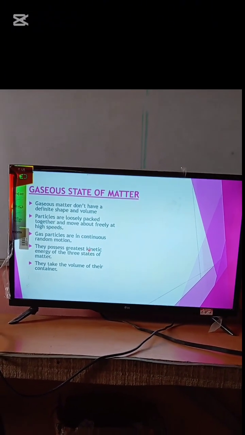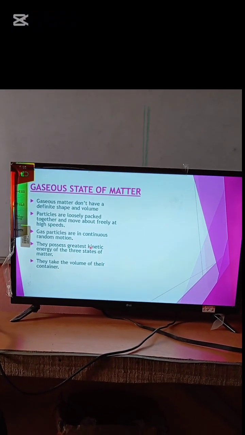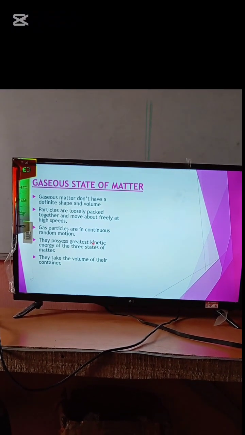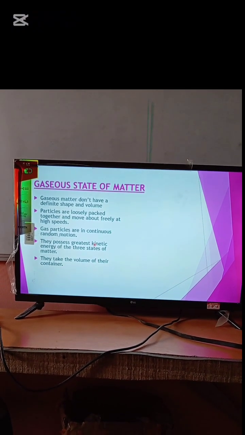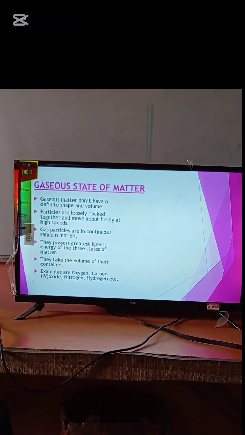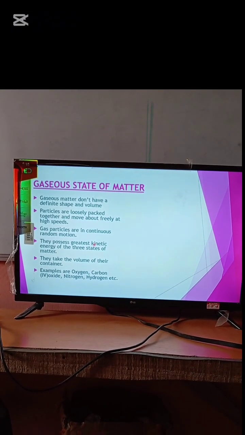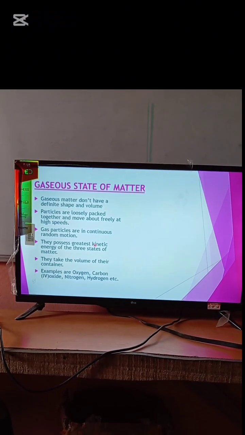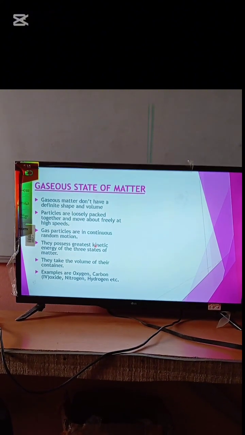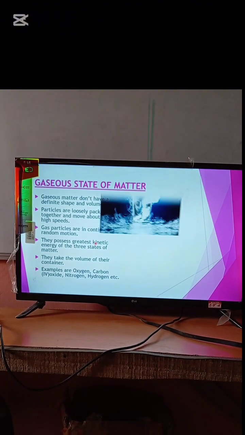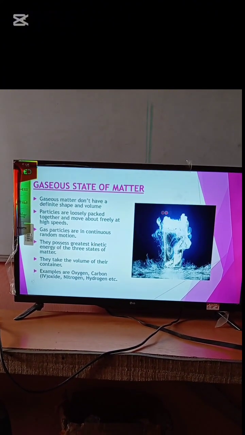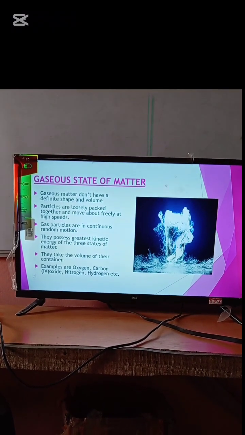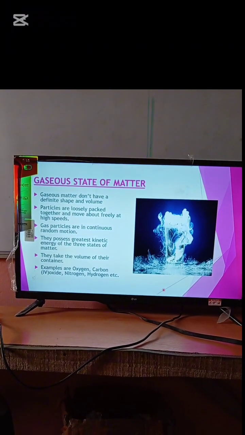Since they do not have a particular volume, they take the volume of their container. Examples are oxygen, carbon dioxide, nitrogen and hydrogen. All of those gases are examples of the gaseous state of matter, and this is what gas particles look like.